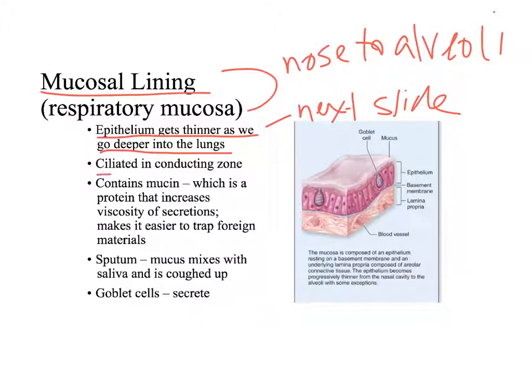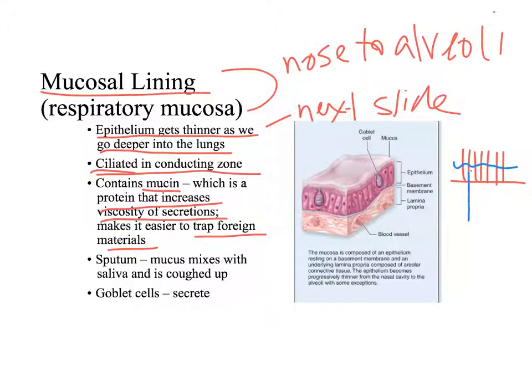Now, in the conducting zone, there are cilia. Remember, cilia are the little hairs. It contains mucin, a protein that's really thick and gloppy. The book says it increases the viscosity of secretions, which makes it easier to trap materials. So materials will get trapped in the mucus, and then the cilia will sweep it so that we can swallow it.